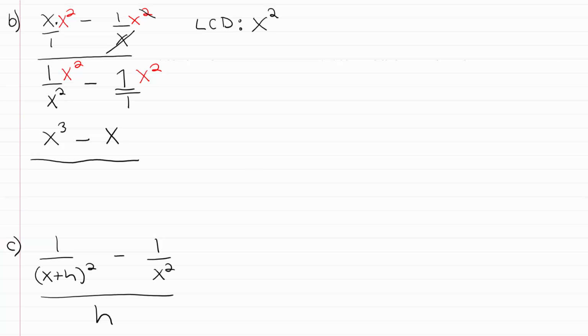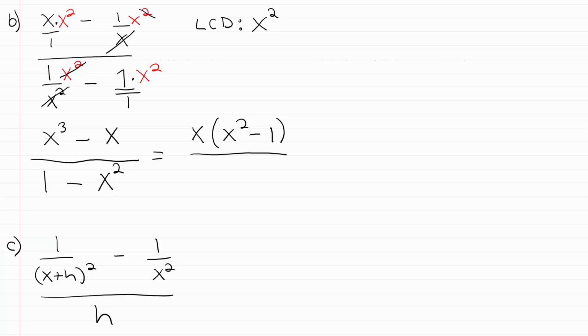Draw your fraction bar. The x squared in this first fraction will cancel out with the x squared in the denominator, just leaving you 1. And then we'll have minus 1 times x squared, which of course is just x squared. Now from here we want to try to simplify, so we'll factor out the common factor in the numerator. That'll be x, and that'll leave us with x squared minus 1. And then in the denominator we have 1 minus x squared.